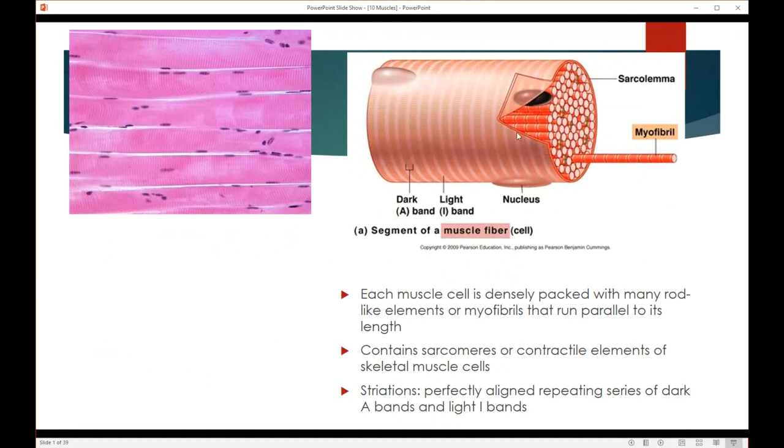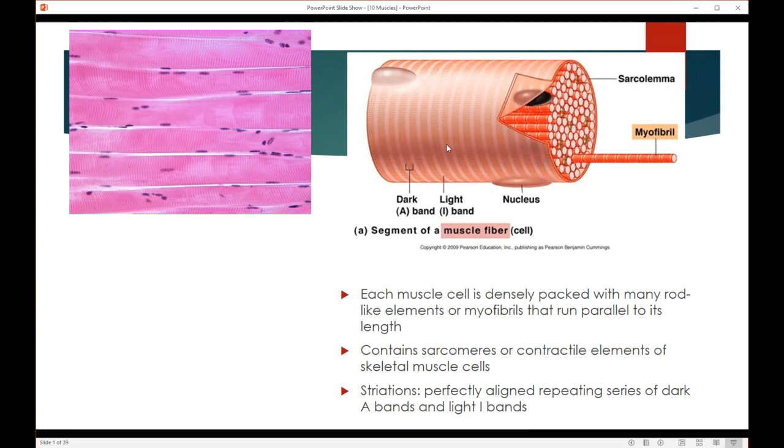Each muscle cell that we have is actually densely packed together with many rod-like elements, and those rod-like elements we call myofibrils. This would be an example of a myofibril. The myofibrils are going to run parallel to its length. You could imagine this would be like the flour within our idea of our spaghetti noodles. And it's going to contain our sarcomeres. A sarcomere is the actual contractile element of each muscle fiber or each muscle cell.